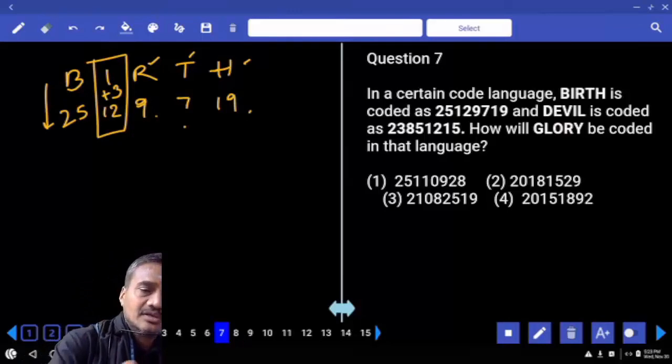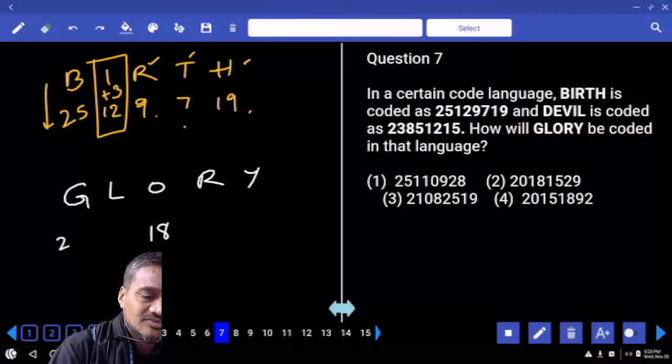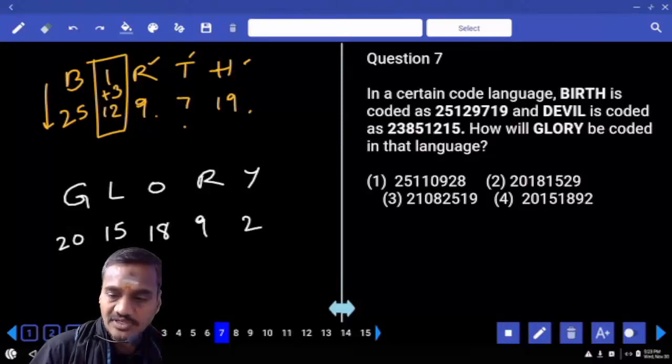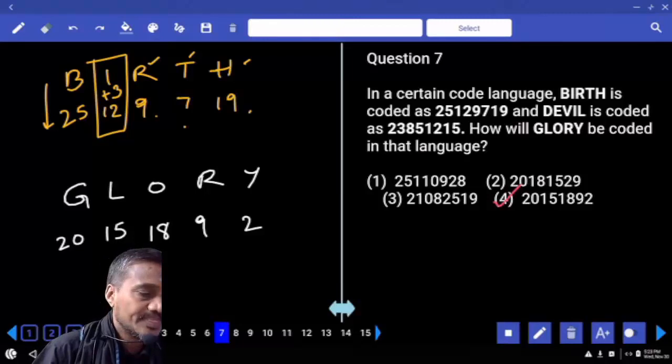And similarly, how is the word glory coded in this? Glory. Now the value of O is 15 plus 3, 18. And for Z, what is the value here? 20. L, 15. R, 9. Y, it is 2. So 20, 15, 18, 9 and 2, choice 4. Question number 7, choice 4.